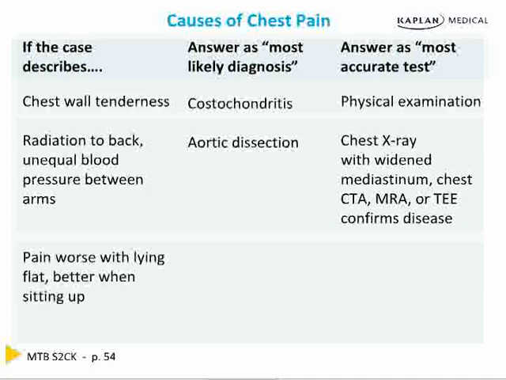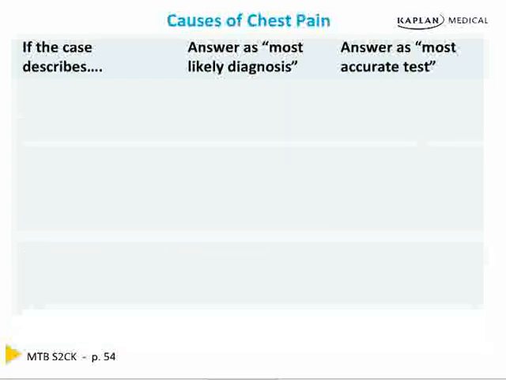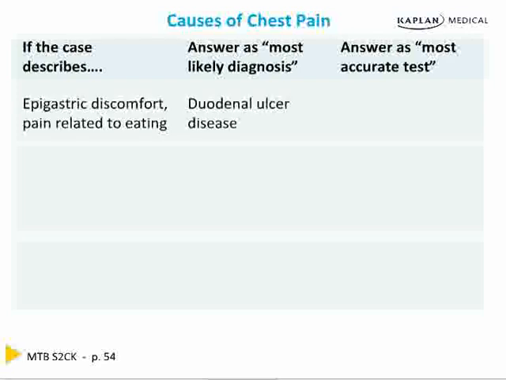Pain that gets worse with lying flat and better when you sit up is from the stretch of the pericardium. When you lean back, you stretch the pericardium, it hurts. When you lean forward, you unstretch the pericardium and it feels better. You should see on the EKG ST segment elevation everywhere and PR segment depression. If the case describes that there's epigastric discomfort and the pain's relating to eating, well, of course.